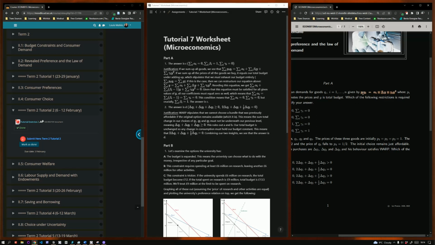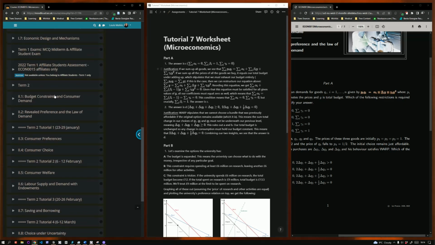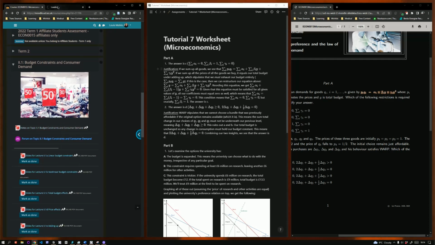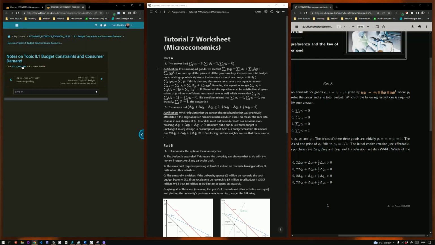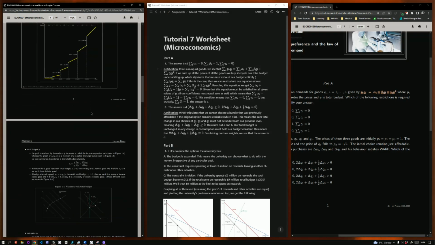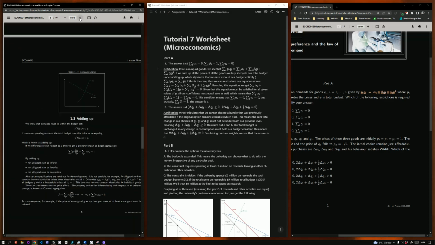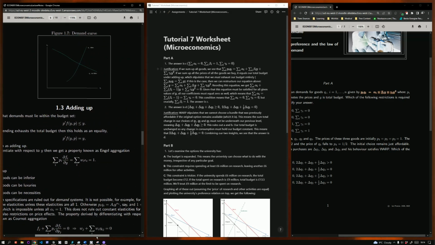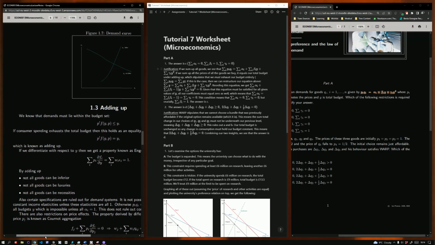We could also replace this front term, PiQi, with the budget, because the point of adding up is that you have to exhaust your budget entirely. So the point is that the sum of Pi times Qi equals Y. I can show you this in the notes on topic 1. It is here somewhere. There we go. It shows you adding up here: if the consumer exhausts the total budget, this holds as an equality, which is known as adding up. So basically we want to exhaust things.